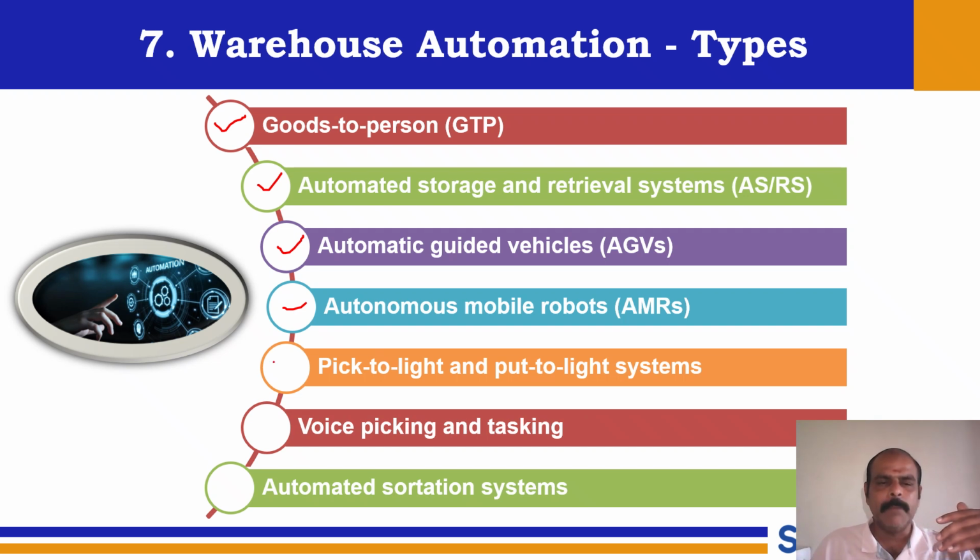Then the next is pick to light or put to light systems. Voice picking and tasking. Today it is gaining high importance in this regard thanks to the development of several AI technologies. And finally, automated sortation systems. So here it is going to sort automatically. We will see everything in the upcoming slides. So earlier we discussed the levels. There are 4 levels of automation, and now we are discussing the different types of warehouse automation.